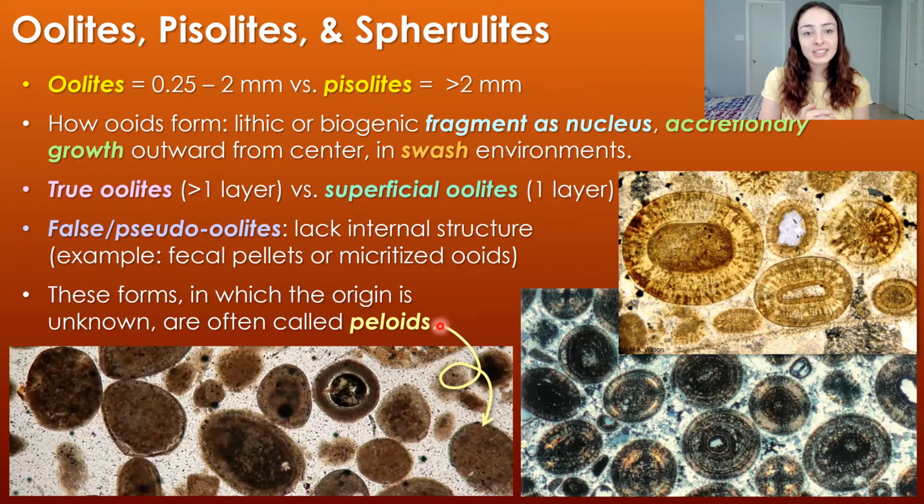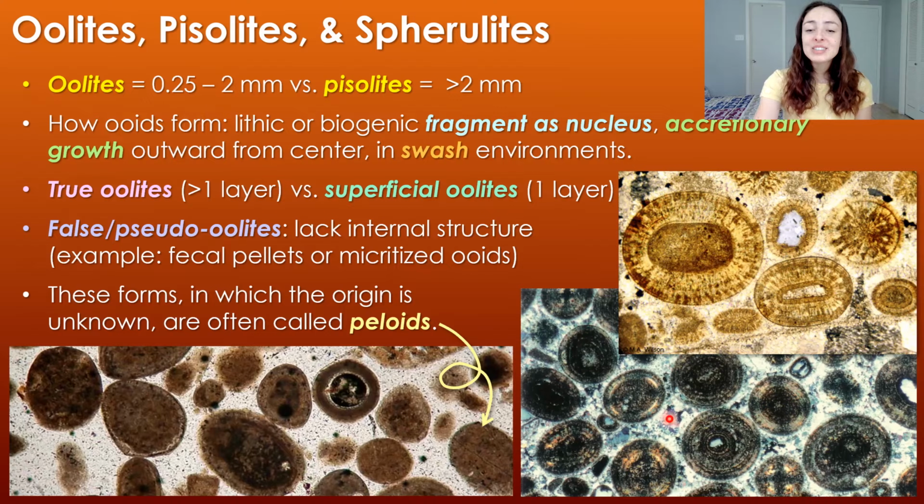Lastly, I want to talk about oolites, pisolites, and spherulites. Oolites and pisolites are only different based on their size. Oolites are smaller, they're from 0.25 to 2 millimeters in size, and pisolites are anything larger than 2 millimeters. So what are oolites and pisolites?